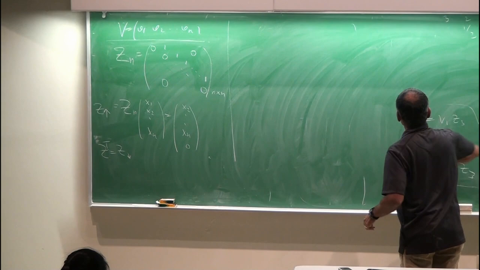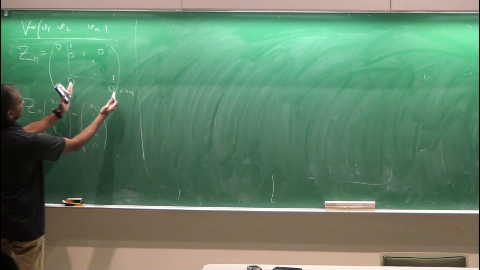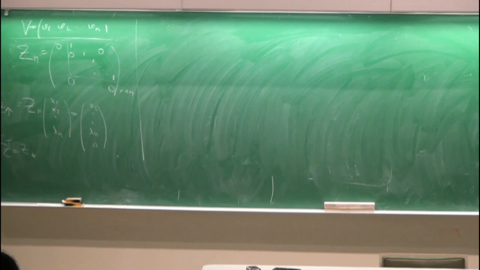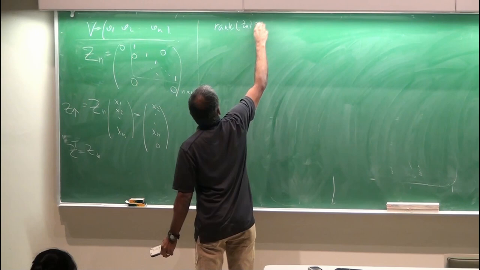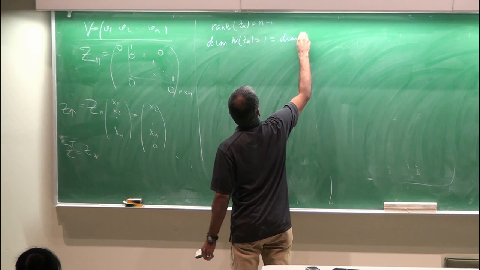So we know straight away what the rank of this matrix is, right? Because you can see that there's an identity matrix sitting on the top right. So obviously, these columns are linearly independent and these rows are linearly independent, right? Or you can say it's in row reduced echelon form, that's another way of saying it. So you can see that the rank of Zn is equal to n minus one, right? Therefore, the dimensionality of the null space of Zn is one. And that's also the dimensionality of its left null space.